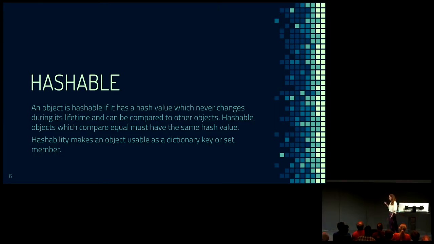And we said we have TypeError: unhashable. OK, fair enough. Give me the definition of what hashable is. And I'm going to read it with you. An object is hashable if it has a hash value which never changes during its lifetime. This is the official definition. And it can be compared to other objects. Hashable objects which compare equal must have the same hash value, as we set as the condition for a hash function. And hashability makes an object usable as a dictionary key or a set member. This is exactly the TypeError we ran into.